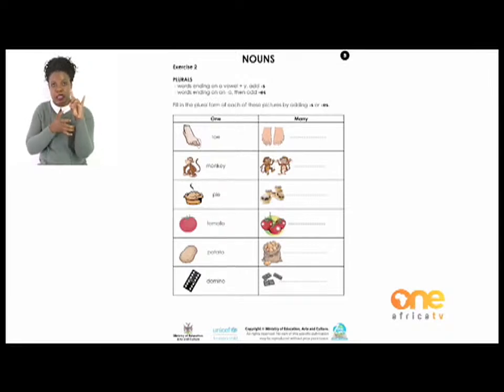And I will take monkey as my example. Let's do it together, monkey. When there are many monkeys, we are just adding an S.